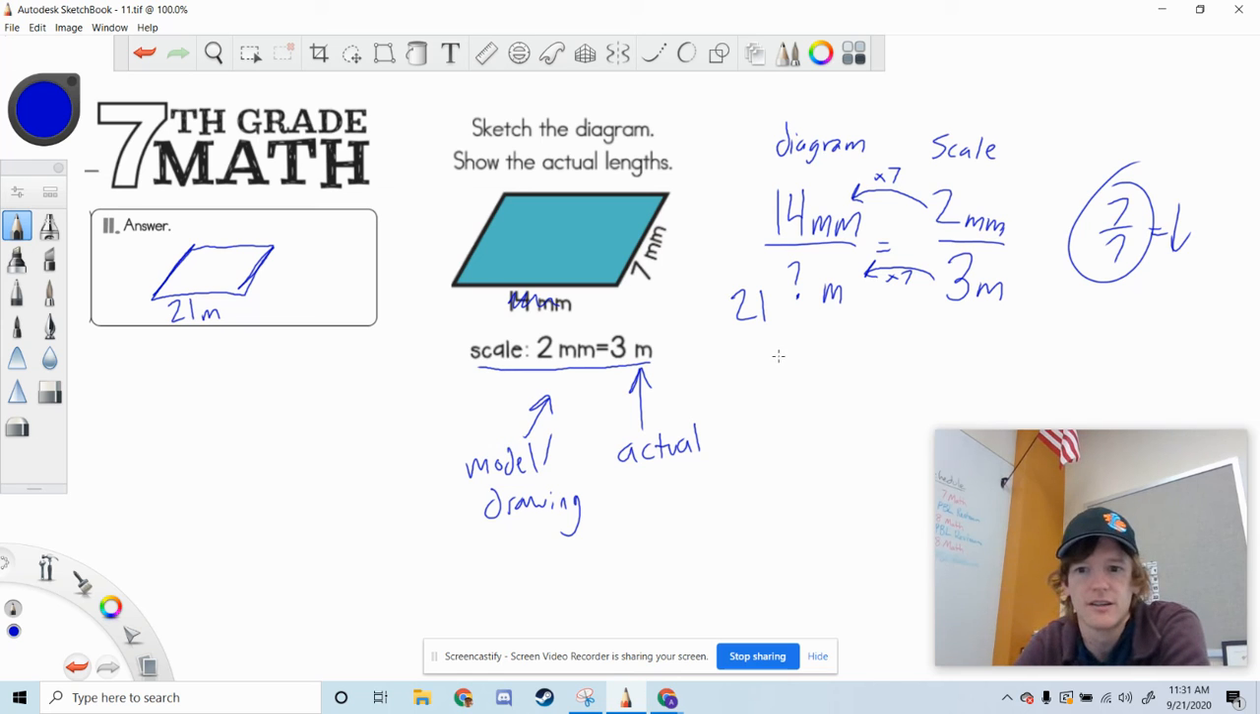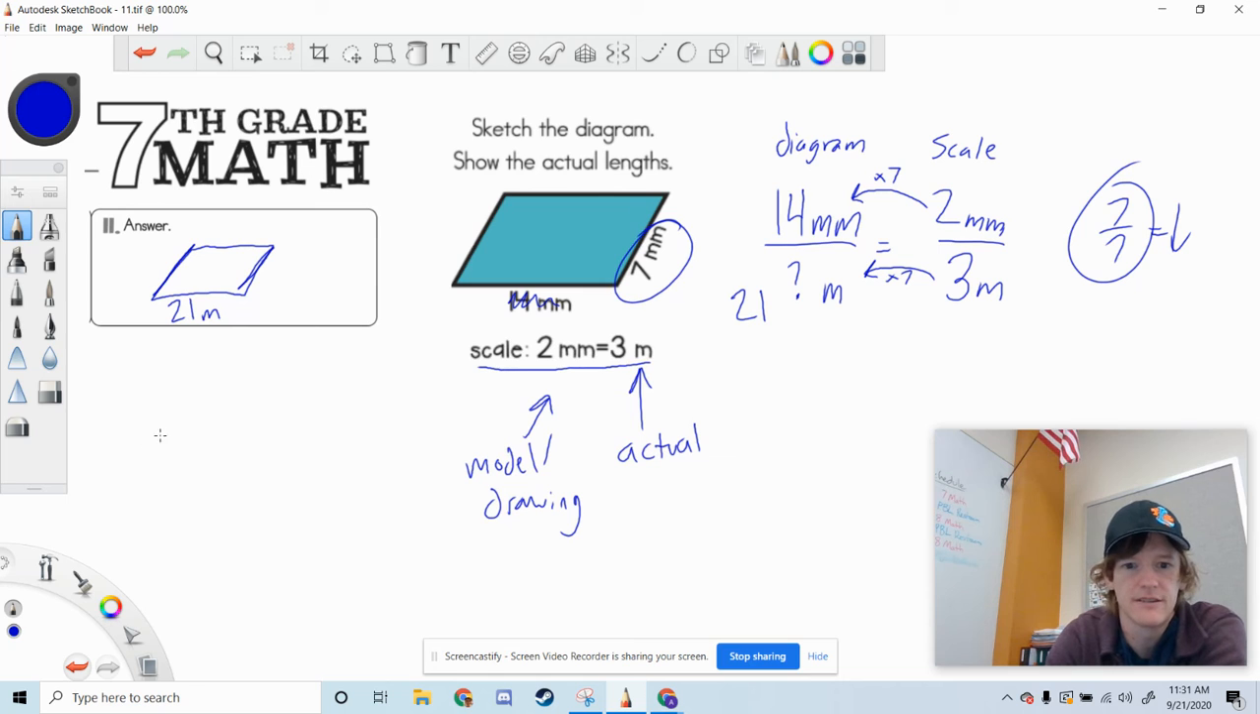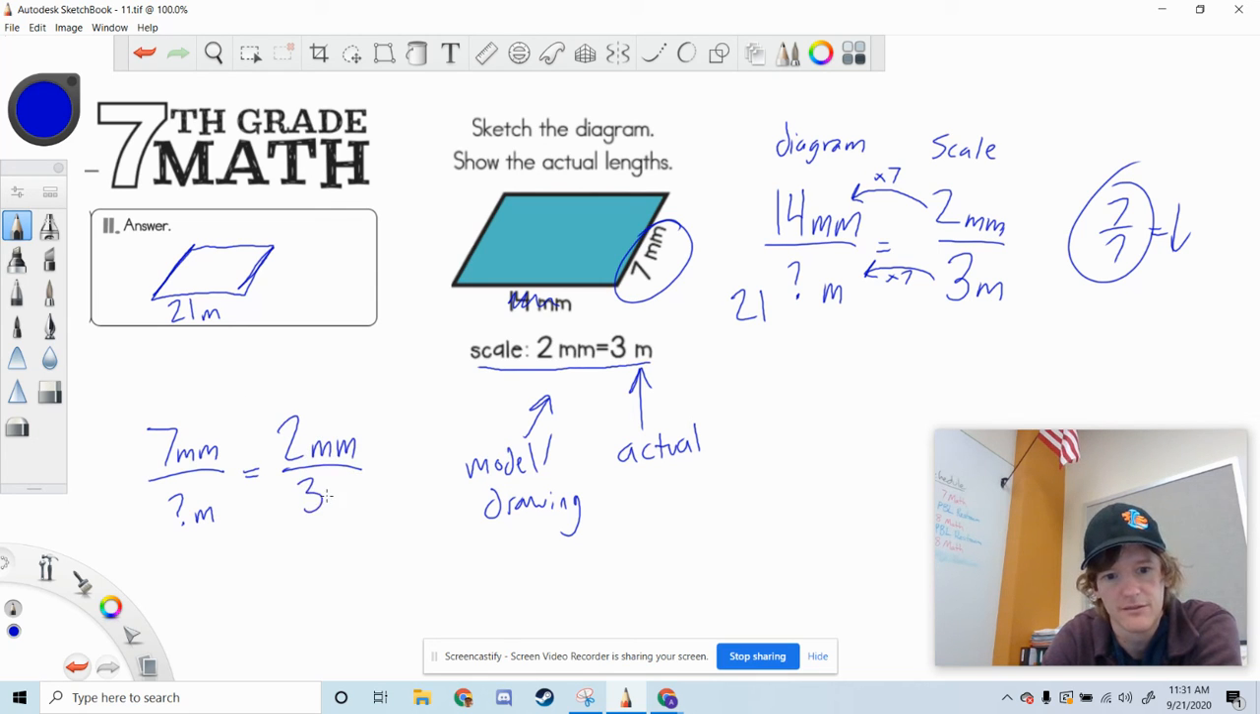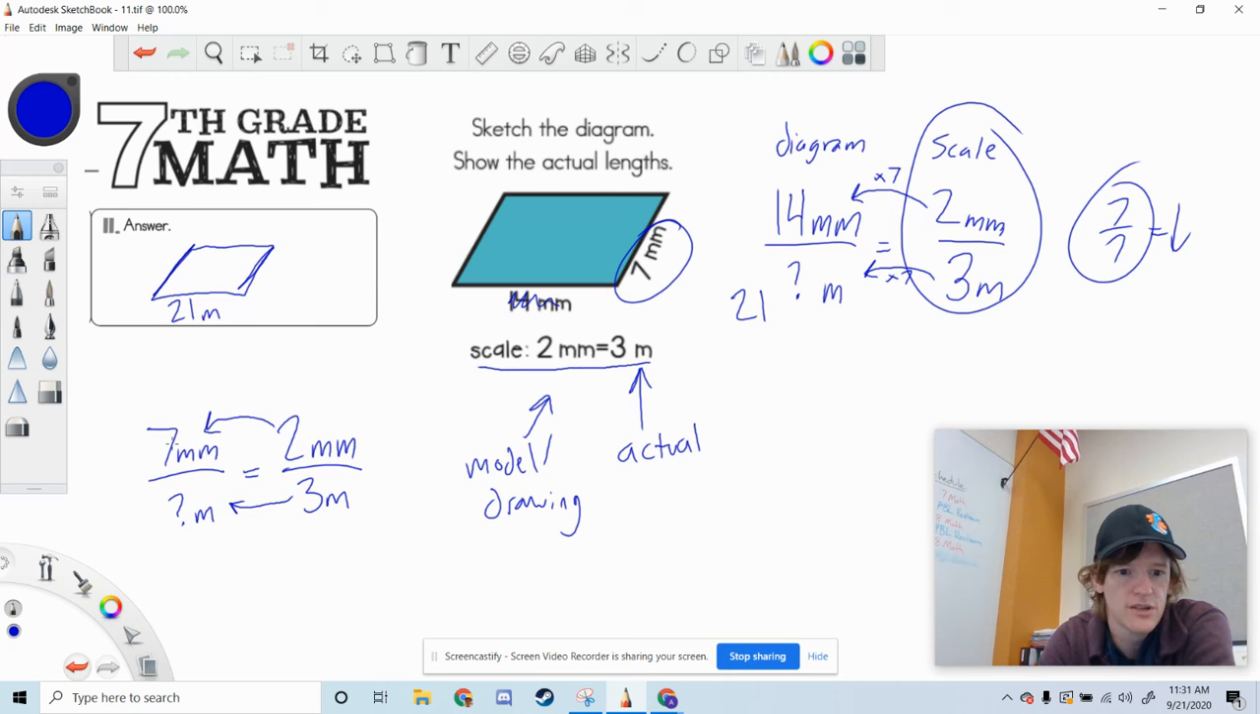Okay. Now looking at the next one, we have this shape. So I have 7 millimeters over how many meters equals 2 millimeters over 3 meters. We set it up the same way with our scale here. We need to decide what we are multiplying by, and then do the same thing here. What are we multiplying by? Well, 2 times what is 7? Kind of tricky. In other words, what is half of 7?